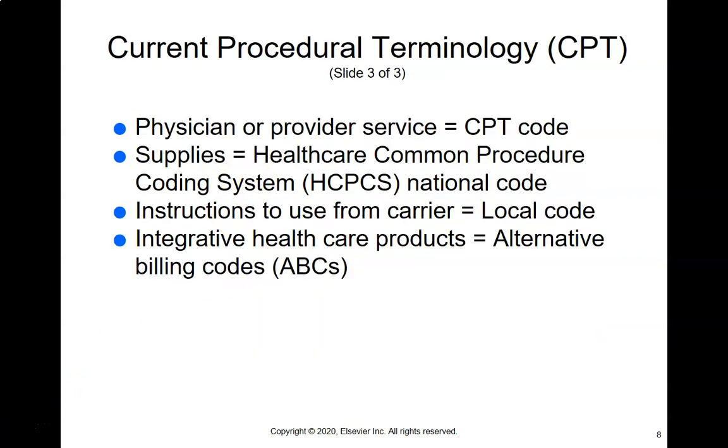CPT codes are used for services that are provided. HCPCS is used for supplies or durable medical equipment. Private insurance companies may not accept Level 2 HCPCS codes for submitting insurance claims. ABCs are used for services that are considered alternative or complementary medicine. What would be an example of such service? That would be acupuncture, osteopathic medicine, etc.